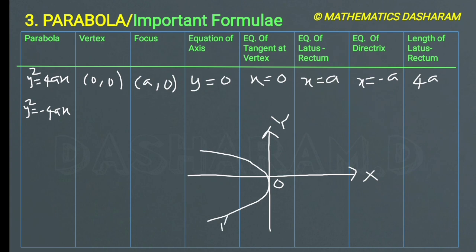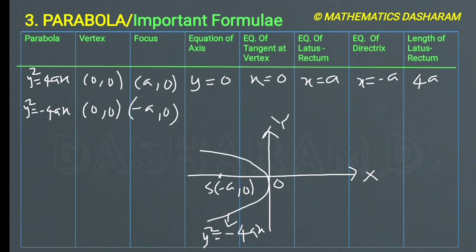So this is called y square equals to minus 4ax, and its vertex is same, origin is a vertex, so that is 0 comma 0. And second one is focus, means fixed point. So here we should take the fixed point. So it is a negative direction of x-axis, so then definitely minus a comma 0 is a focus. Next, equation of axis.